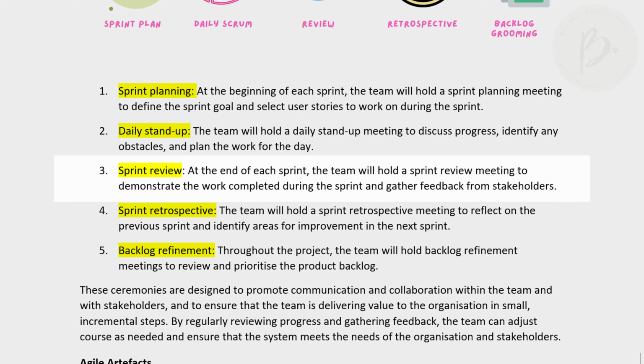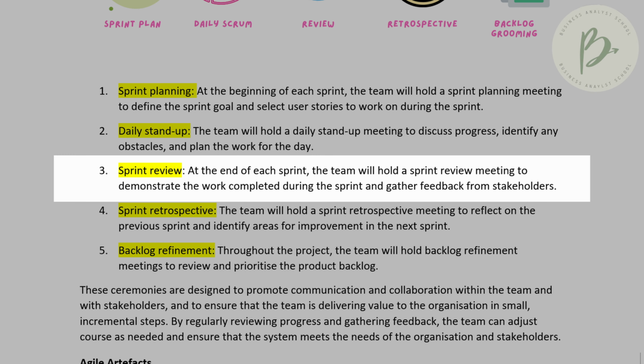Now, remember, we do the sprint planning at the start of the sprint. The sprint review is what we do at the end of the sprint. We will hold a sprint review meeting to demonstrate the work that we have completed during these last 2 weeks, during the sprint. And then we will gather feedback from the stakeholders. A lot of the time in this sprint review, we will be doing a demonstration to the stakeholders to say, this is what we've done in the last 2 weeks.